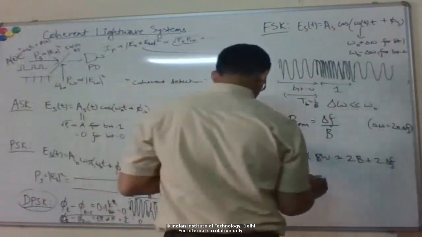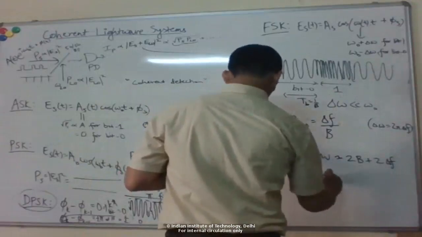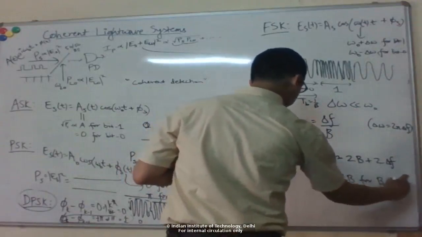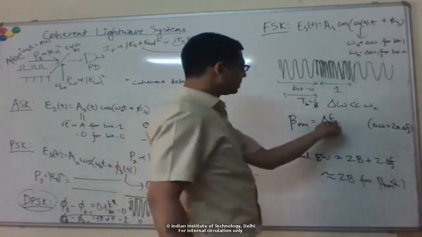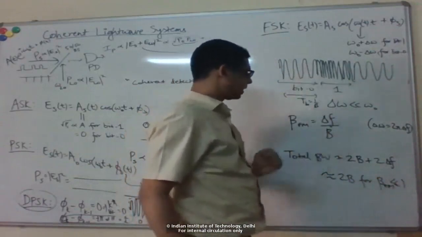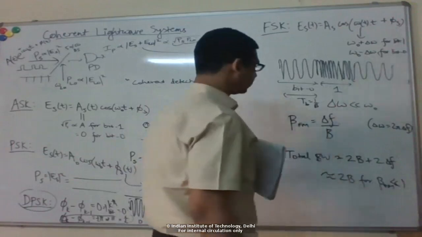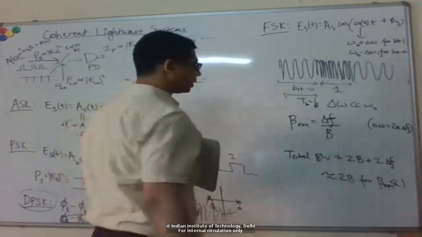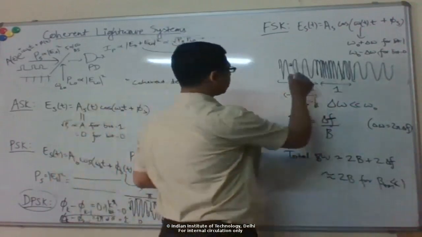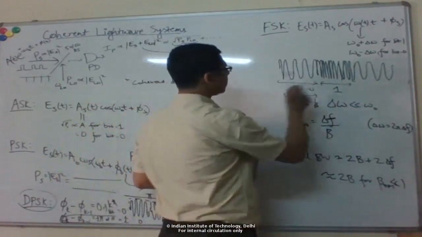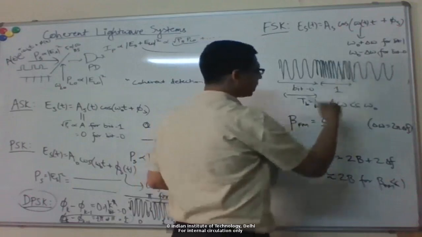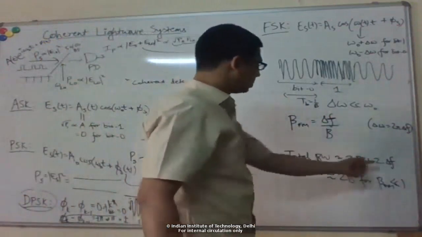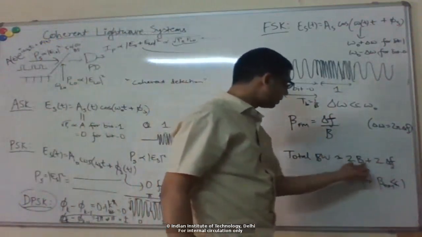Okay, so now if this modulation index is small, which means the frequency shift for each bit is much smaller than the bit rate. So let's say the bit rate is 10 gigabit per second, but the frequency shift is only 1 gigahertz. So this will be 0.1. So for bit 0, my frequency is 1 gigahertz lower than omega naught, and for bit 1, the frequency is 1 gigahertz higher than omega naught. So beta will be 0.1 then. So you can see that the bandwidth will be determined by the bit rate.